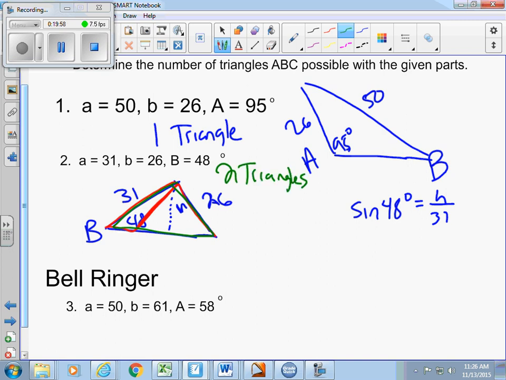Because of that possibility of swinging it in. So that's 26, that side is less than the 31 side, but bigger than the height. That's right. So if the 26 is more than the height, but less than the 31, there's two triangles, because it's able to swing. Do you see why one longer than 31 wouldn't be able to swing? Yeah. It'd be too long to fit.